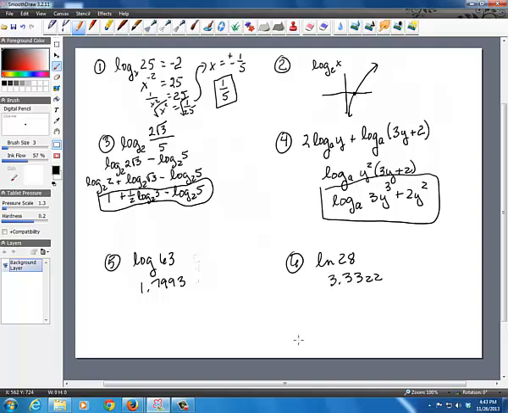Okay, that's the end of worksheet 3, and this is for Chapter 4 review.